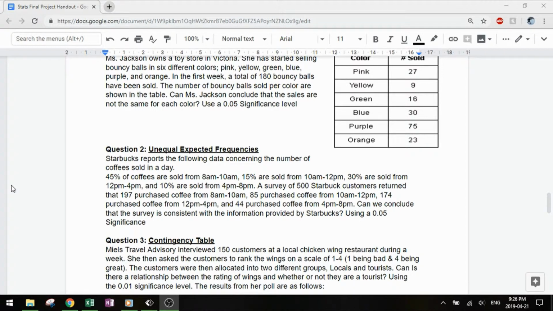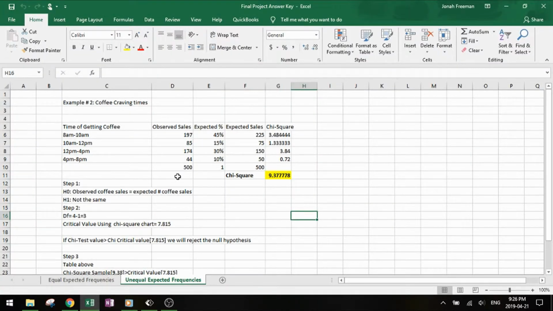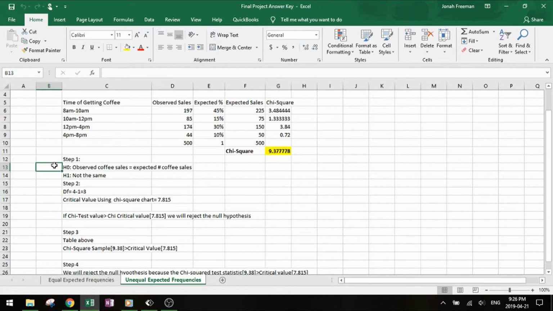to 10 a.m., 85 purchased coffee from 10 a.m. to 12 p.m., 174 purchased coffee from 12 p.m. to 4 p.m., and 44 purchased coffee from 4 p.m. to 8 p.m. Can we conclude that the survey is consistent with the information provided by Starbucks using a 5% level of significance? Step 1 is to state our null and alternative hypotheses, which in this case are that the observed coffee sales are the same as the expected, and our alternative is that they are not the same.